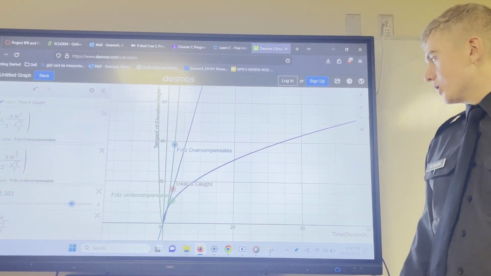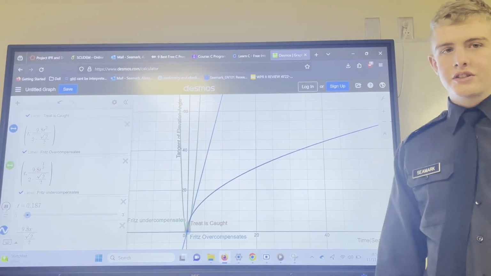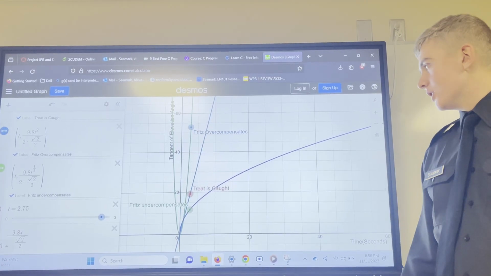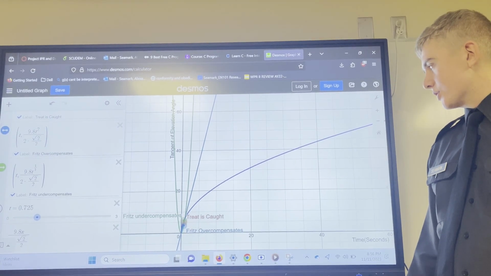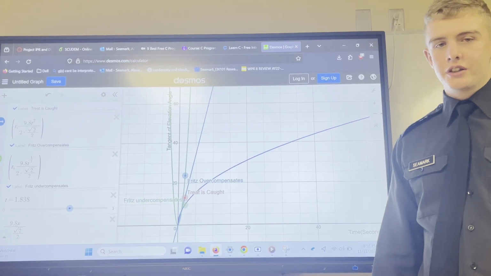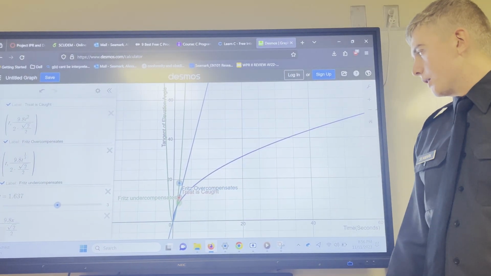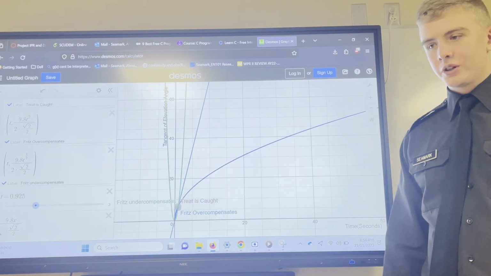We created a parabola, a square root, and a linear graph. On the linear line, you can see that the treat is caught because the tangent of the elevation angle increases at a linear rate. But on the square root one, it doesn't increase at a linear rate, it increases at a much slower rate, so Fritz undercompensates for the change in the position of the ball. With the parabola, the elevation angle changes at a much greater rate, causing him to overcompensate for the position of the ball.